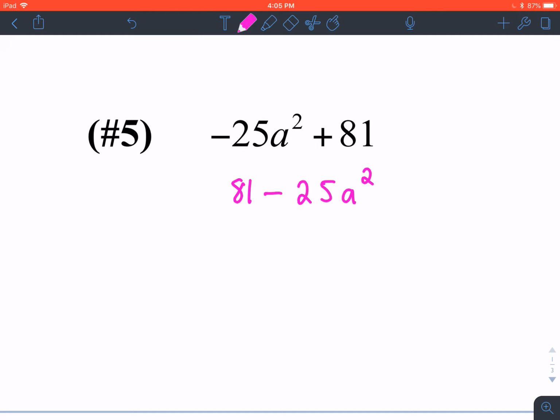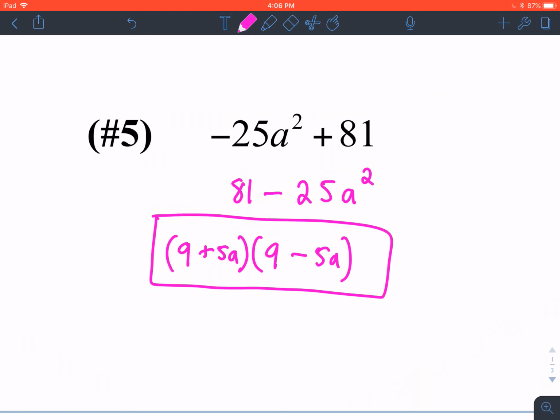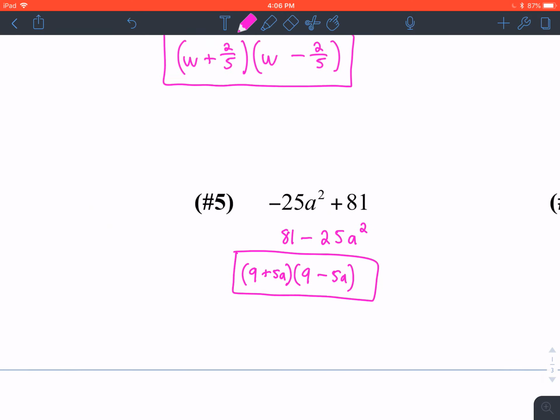And now we got to look at this. Is 81 a perfect square? Is 25a squared a perfect square? Okay, and do we have a minus sign between them? We do. So square root of 81 is what? Let's go ahead and do our parentheses here. Square root of 81 is 9, so we have 9 and 9. We're going to have a plus and minus. And what's the square root of 25a squared? Well, square root of 25 is 5. The square root of a squared is going to be a, so we get 9 plus 5a and 9 minus 5a, and there's our final answer. If you were to refoil this, you would get back to that 81 minus 25a squared, because the middle terms would cancel.